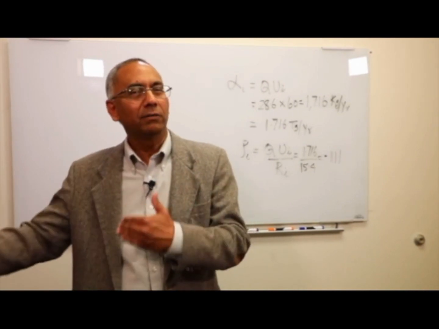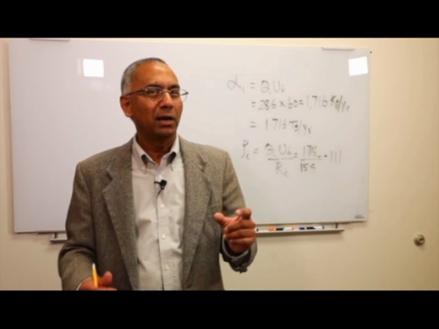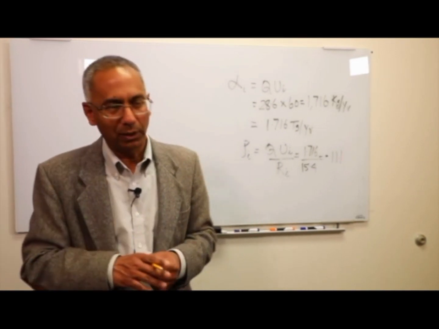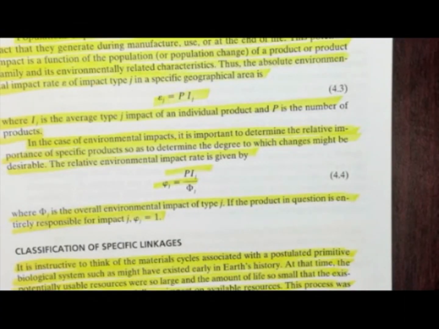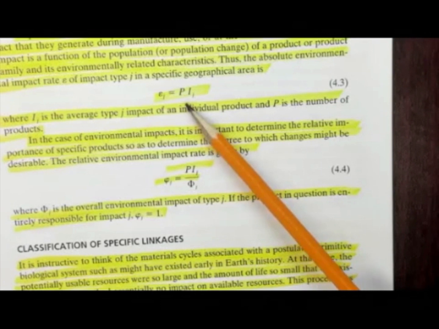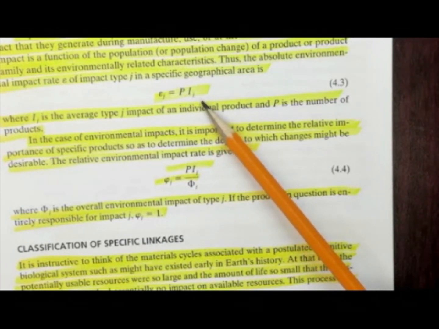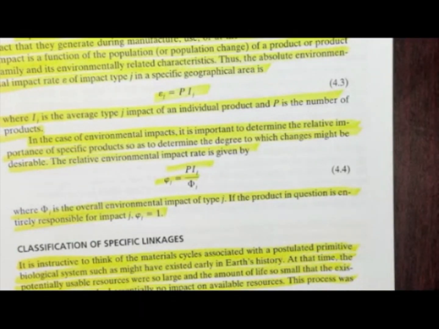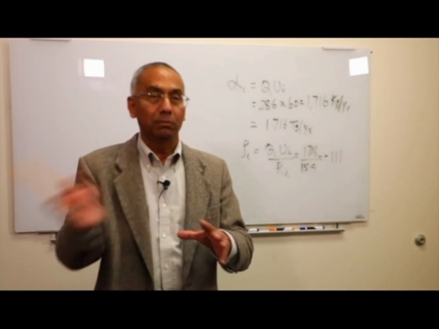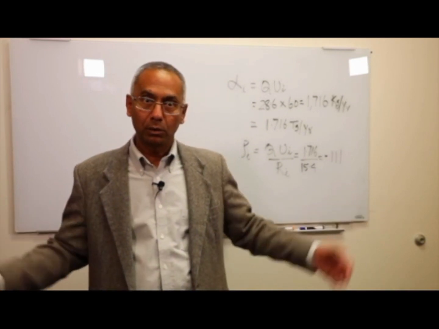So there are different kinds of environmental impact. J1, J2, J3, J4 can stand for different types of environmental impact. So epsilon j, the absolute impact due to a product family, is equal to P, the product family size, times I j, that is the impact per unit of product, multiplied by the volume, which will give you the total.